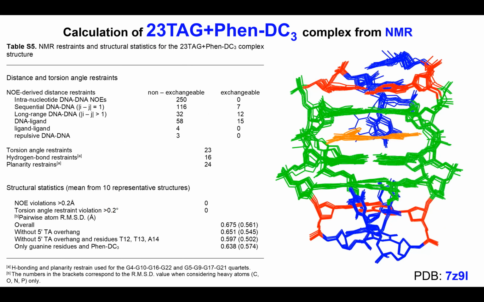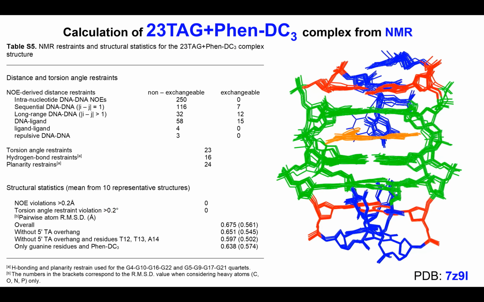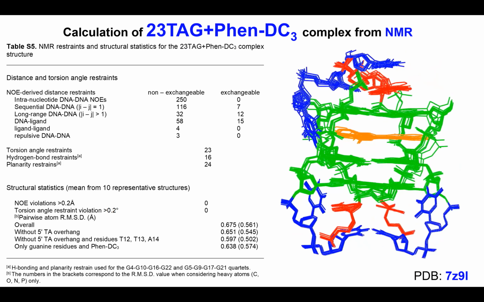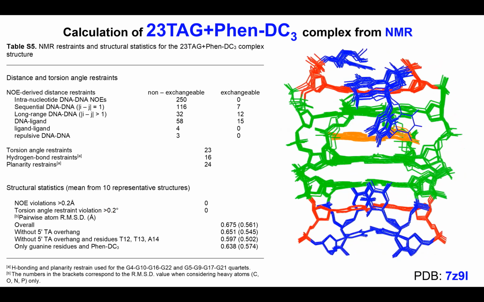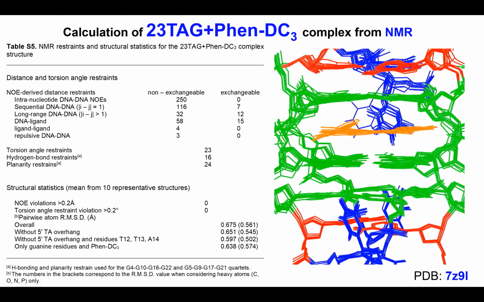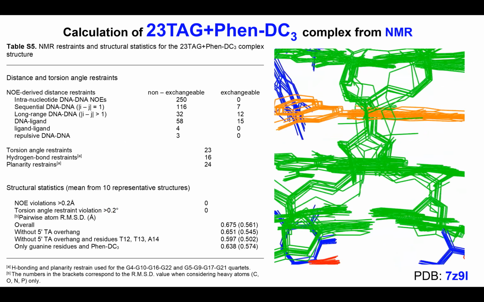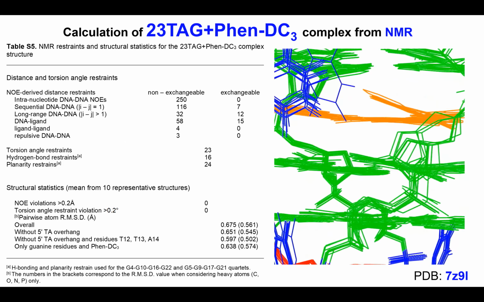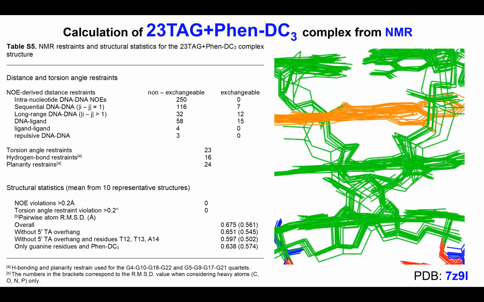Then we finally came up with the structure of the complex, and we used more than 400 restraints and 73 ligand-to-DNA NOEs. So let's have a look at the ensemble of the structure. You can see the ligand is beautifully, perfectly intercalated in between the two quartets, and thereby stabilizes the conformation of the intercalated complex.